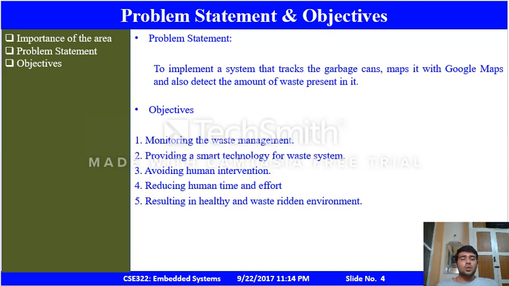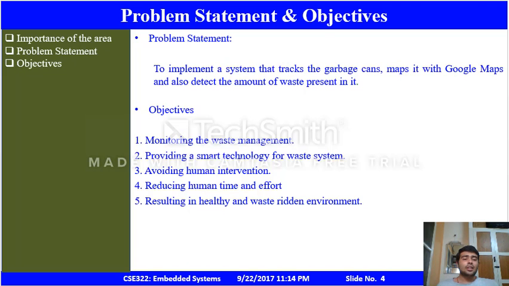Firstly, we're going to monitor the waste management system, right? The waste management currently, as I've told you, is extremely naive and doesn't encompass the large number of variables that are there when we generate waste. It is a lot based on intuition and prediction. We're going to change that.